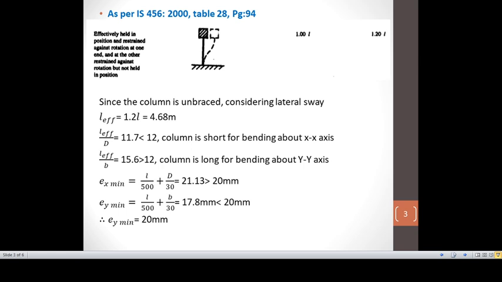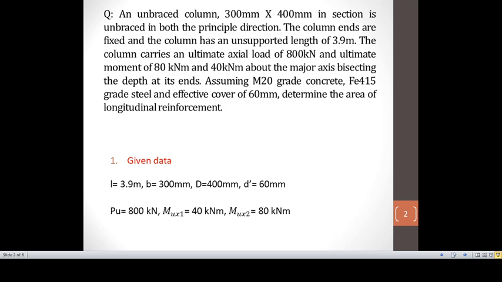And our main aim is, for the slender column we need to calculate, as discussed in the previous problem, both the initial moment MUI and the additional moment MA. So the total design moment will be the sum of these two, MUI plus MA. So first we are going to calculate MUI. For that, as an initial step, I need to check the slenderness of this particular column.